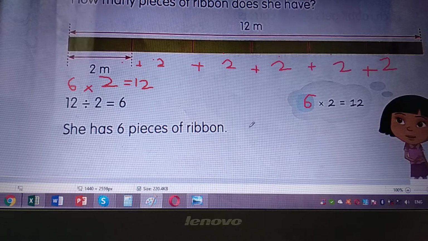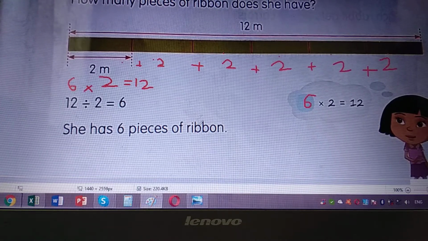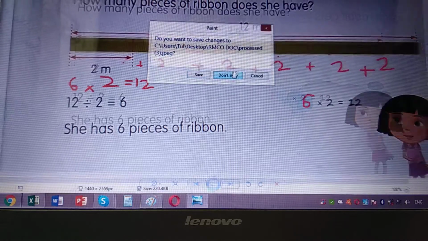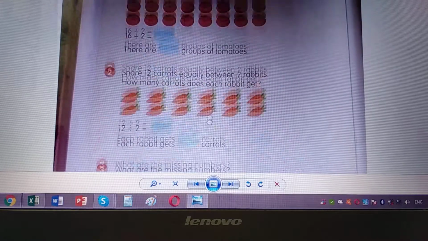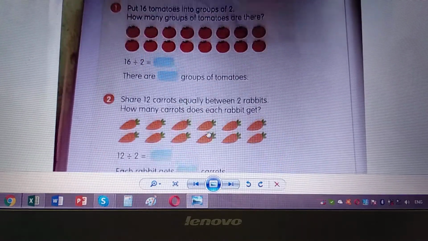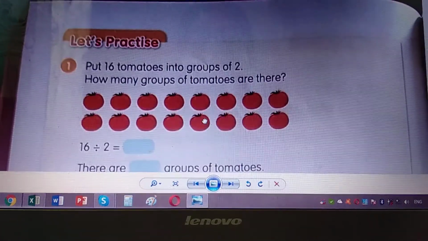See, the reverse version only. So you write there 6 times 2 equals 12. Now let's go to the next one. Let's practice. I will do number 1 and you do the rest by yourself at home.